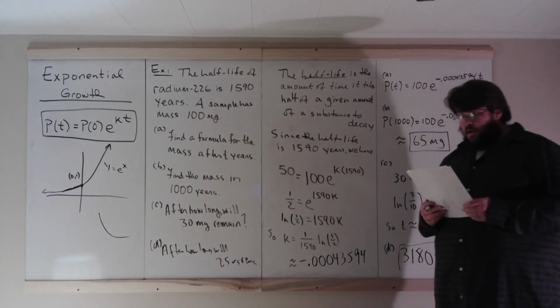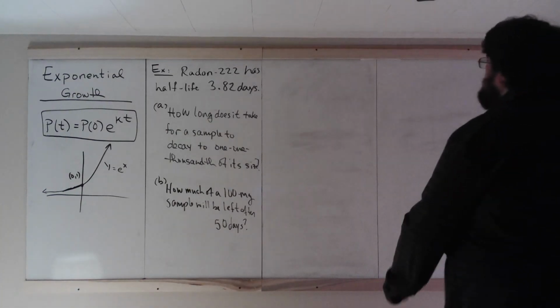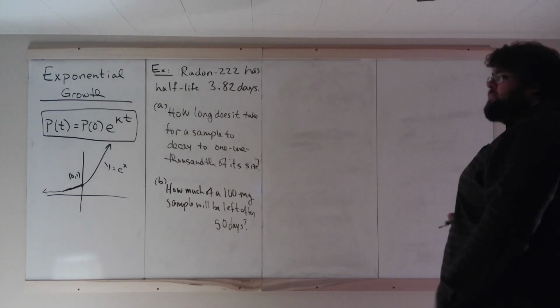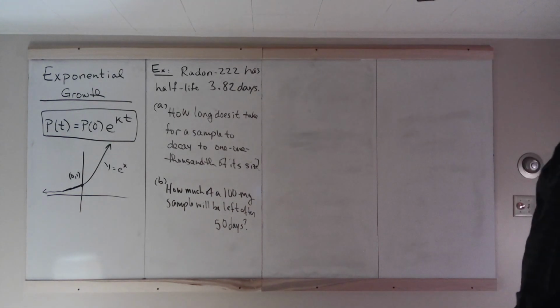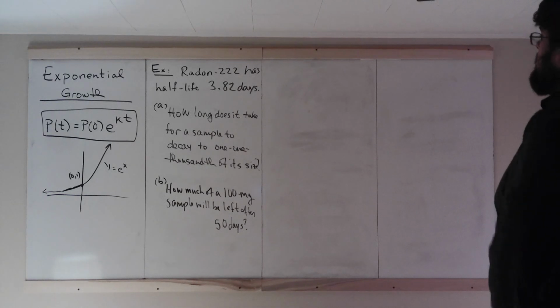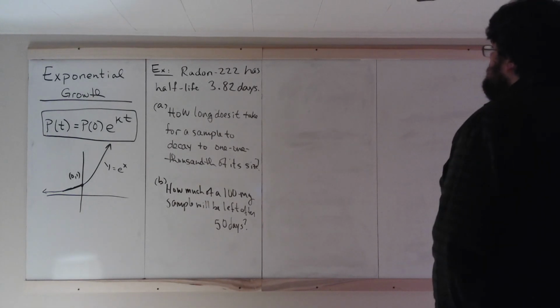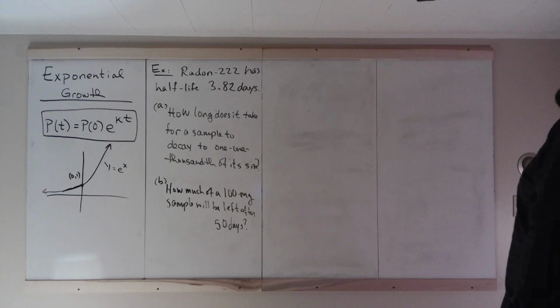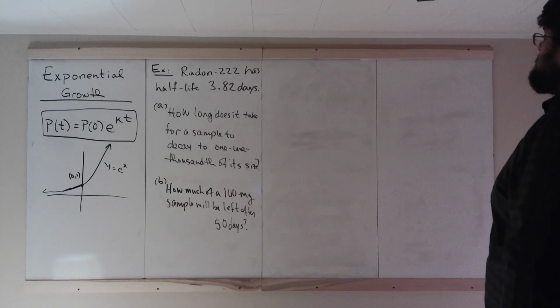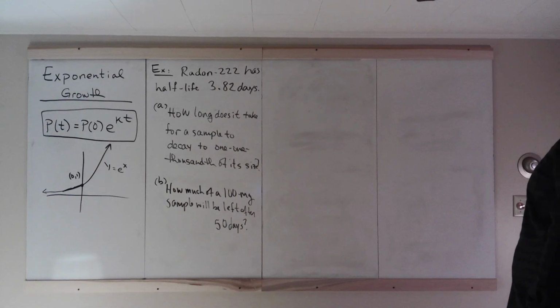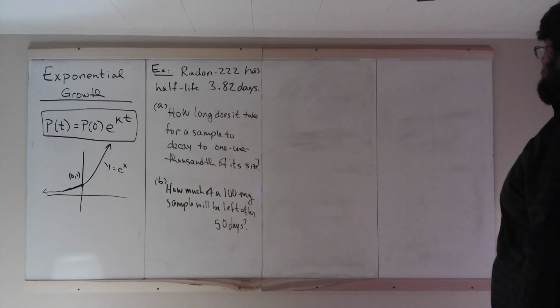Let's look at another example. Next, radon-222 has half-life 3.82 days. I think the previous example was also supposed to be radon. Not positive. I'd have to check the book. But here, radon-222 has half-life 3.82 days. Part A, how long does it take for a sample to decay to 1/1000th of its size? Part B, how much of a 100 milligram sample will be left after 50 days?